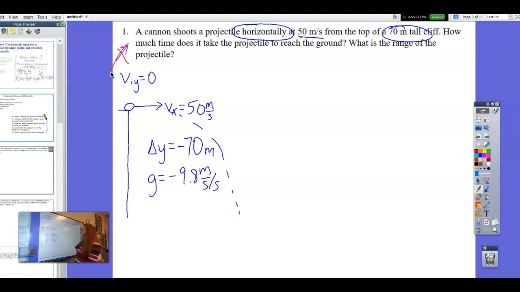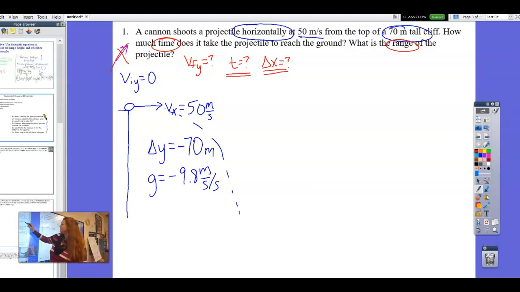So I've listed my givens. My unknown variables: I don't know a final vertical velocity. I don't know time. And I don't know my range, delta x. Now, the question says how much time does it take? So I'm going to have to solve for time. The question also says, what is the range? So that means I'm going to have to solve for the range here.